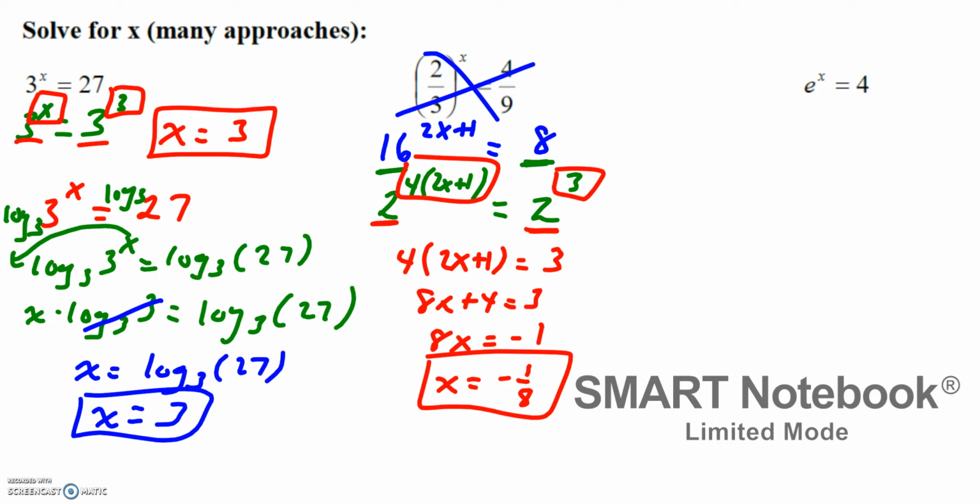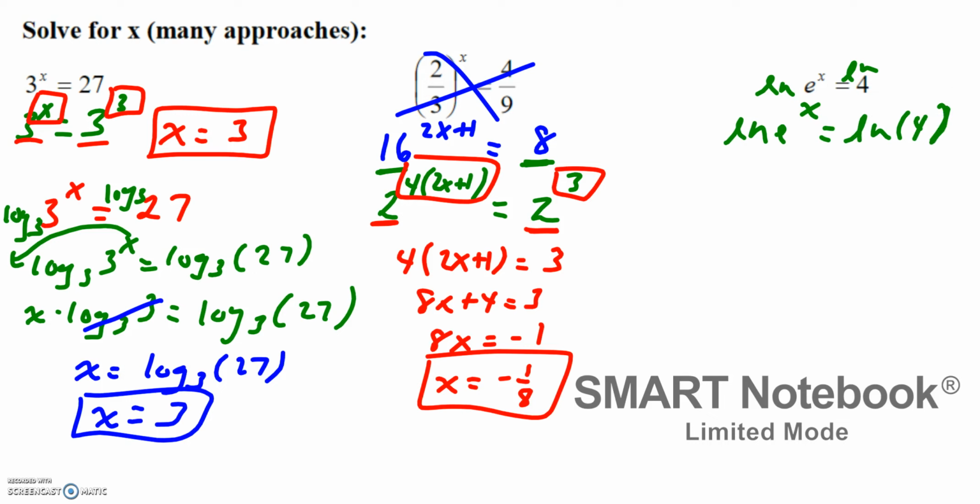This example, now this one, I can't change 4 to be e to a power. So this is when using logs is going to be the best way. And because I have a base of e, the inverse would be ln. So what we could do is take the ln of both sides of my equation. So I'd have ln e to the x equals ln of 4.